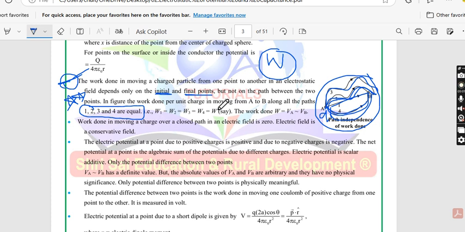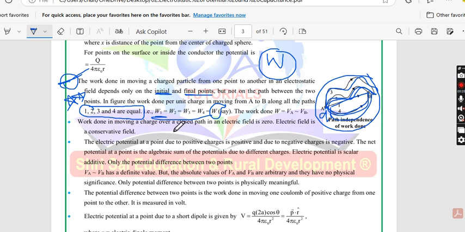Suppose you consider the work done in moving up from point A to B along all the paths 1, 2, 3, 4. If they are equal, then W1 is equal to W2 is equal to W3 is equal to W4, or we can also say it as the total work done. Now, the work done is equal to the potential difference between point A and point B.